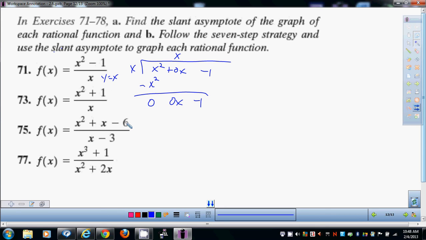75. What's an easy way to divide that? Well, actually, you probably could do long division, but what's another easy way? Synthetic. That's right. Whenever it's just x plus or minus a number, you can just divide it synthetically. 1, 1, negative 6. Drop, multiply, add, multiply. We don't even care about the remainder. What's my depressed polynomial? X plus 4. That is your slant asymptote equation. And 77, you will have to do long division for. In fact, we can do that real quick.